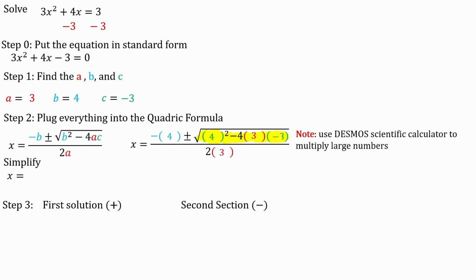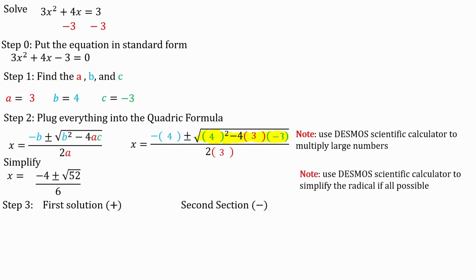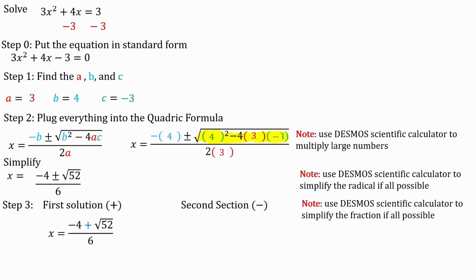When I plug that into the calculator, I notice that it is the square root of 52. So here we have negative 4 plus and minus the square root of 52 over 6. And let's see, can we simplify the square root of 52? I don't believe so. So the first solution is negative 4 plus square root of 52 over 6, and it's negative 4 minus square root of 52 over 6.